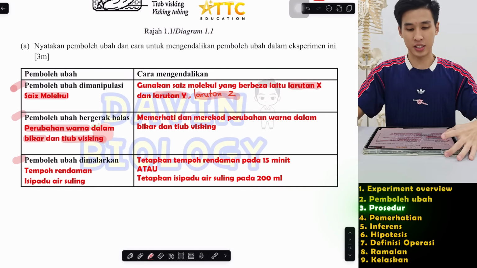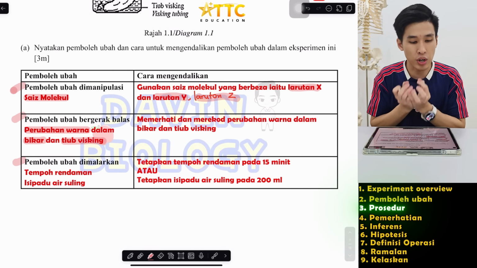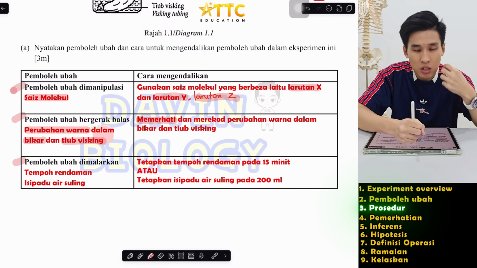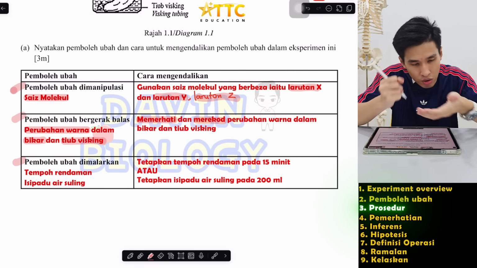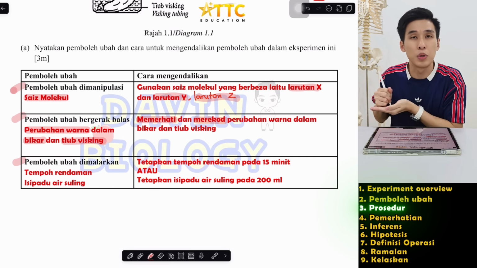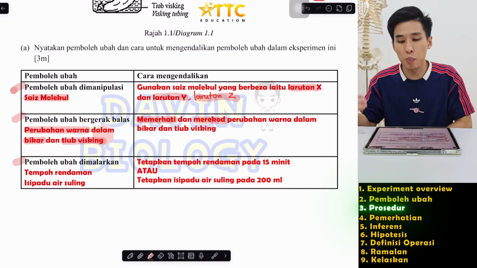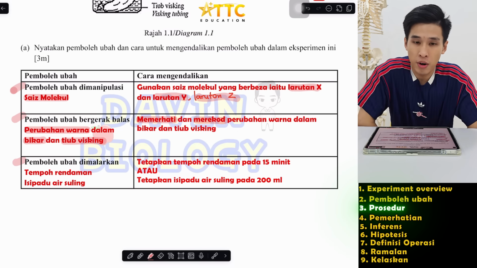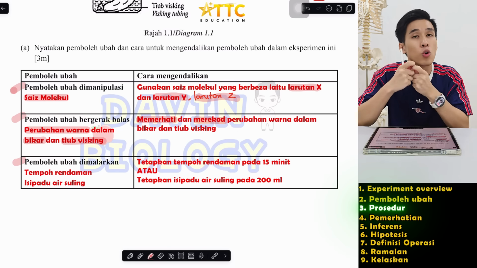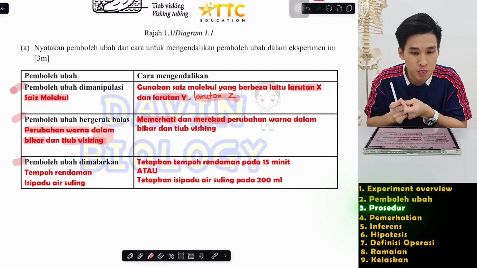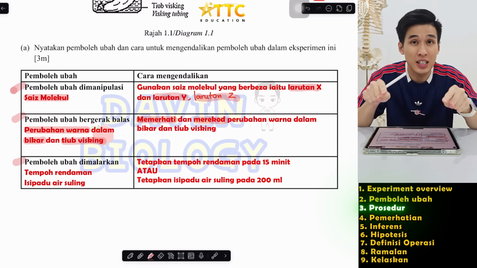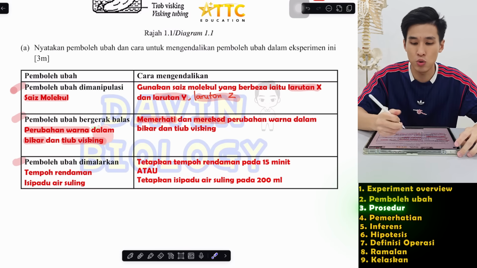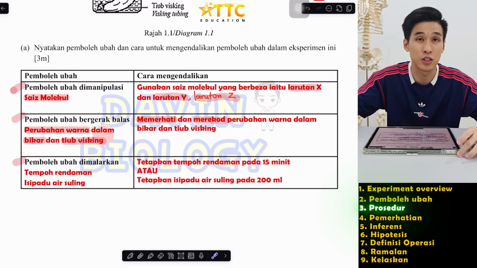So for bergerak balas is how you record the result, how you record the perubahan warna. Use your eyes and memerhati, 用眼睛观察, and then see already, write down, oh, yellow, oh, biru tua. Memerhati dan merekod perubahan warna in your beaker and tube visking. So most of the experiment, right, you need to mengukur dan merekod, but this experiment there's nothing to mengukur. Use your eyes and see color. So don't need any radas also. Usually, let's say you want to mengukur GC, you need to use neraca. Now don't need, just use eyes only.